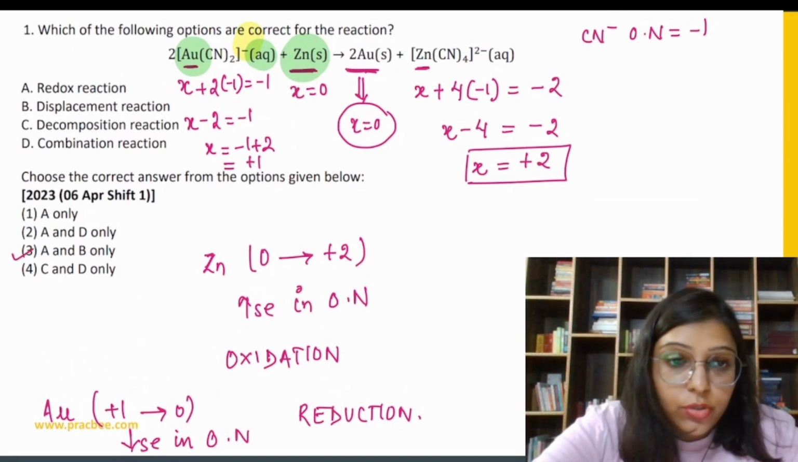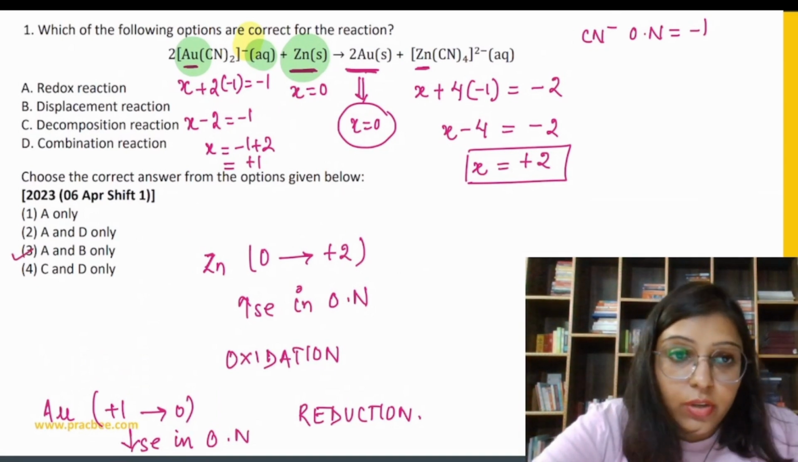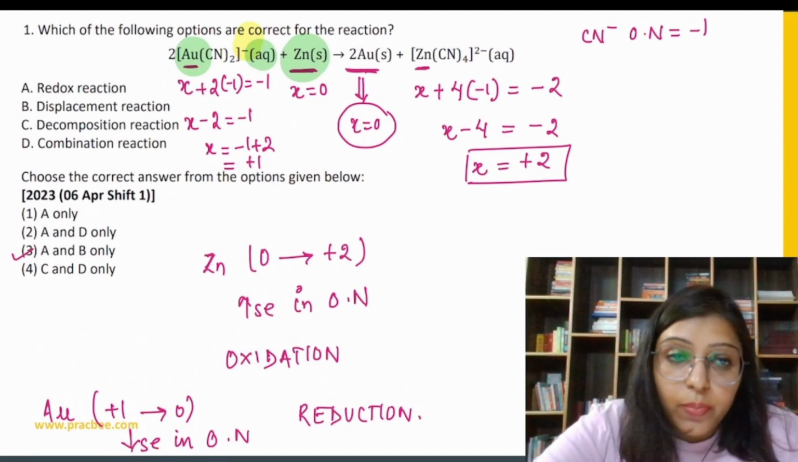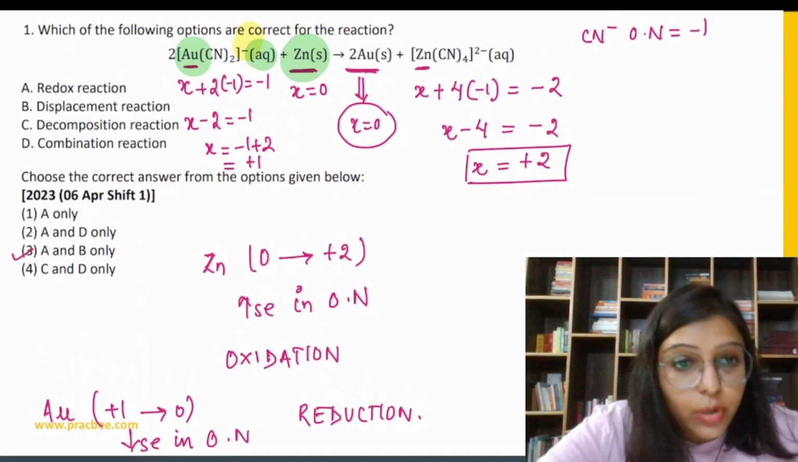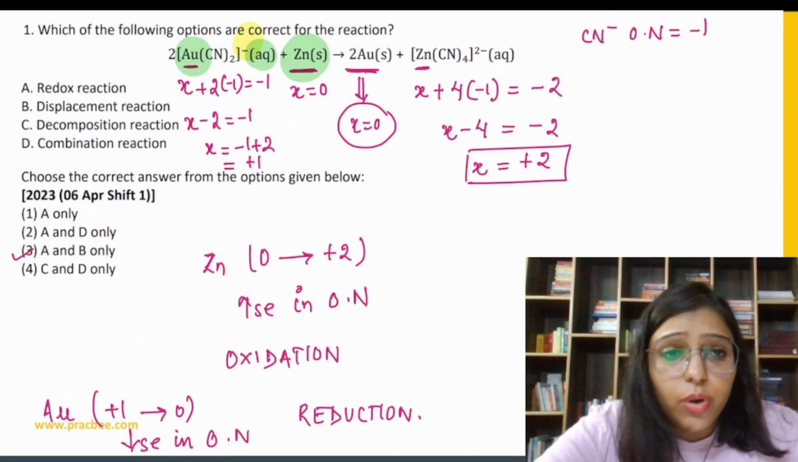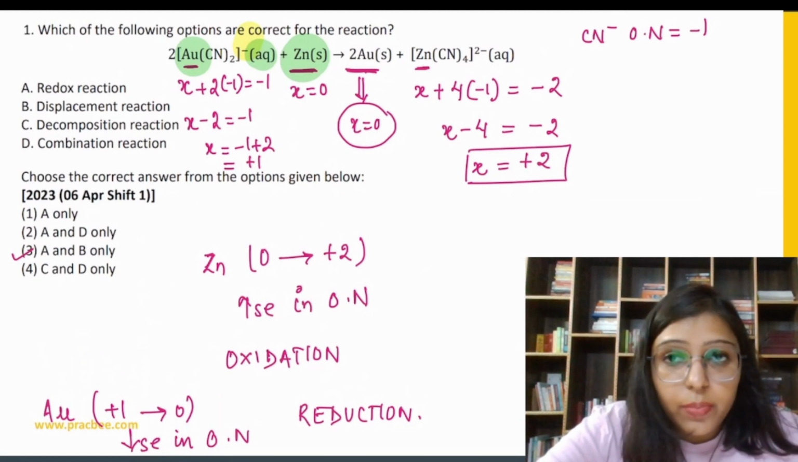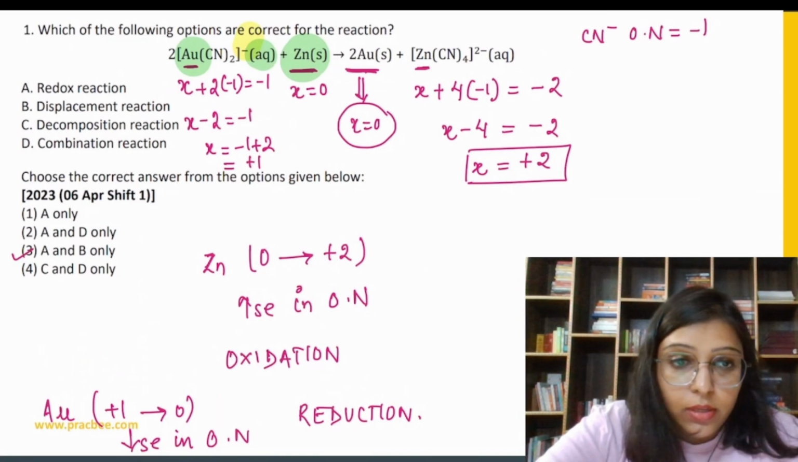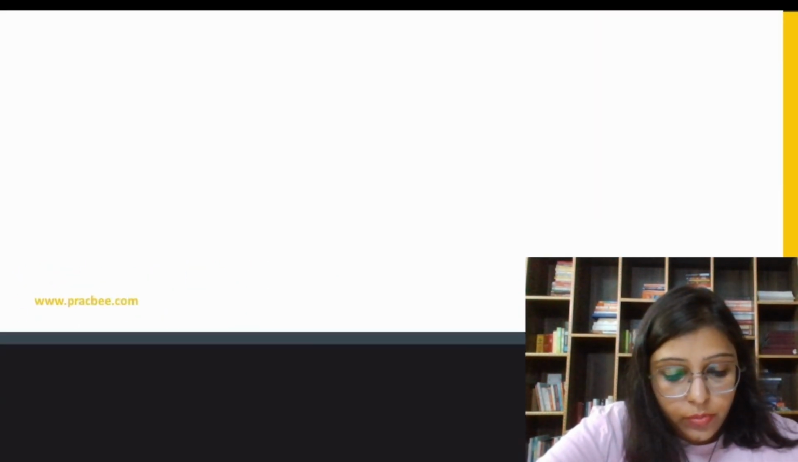It cannot be a decomposition reaction, because what is a decomposition reaction? When a single reactant breaks down to give several simpler products. And a combination reaction is one in which a single product is formed from 2 or more reactants. So it cannot be decomposition, it cannot be combination, it can only be redox and displacement. Okay, now let's do the next question.